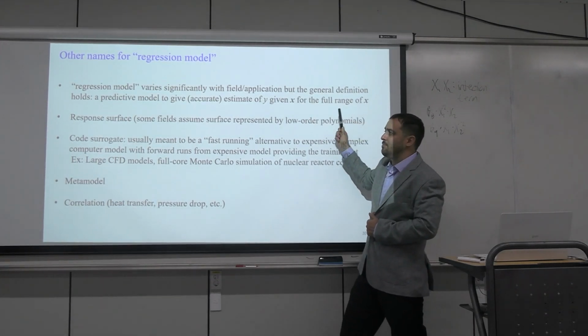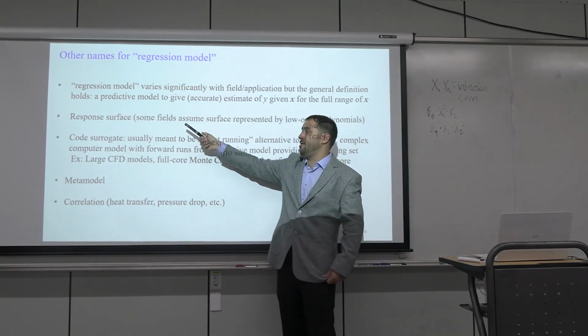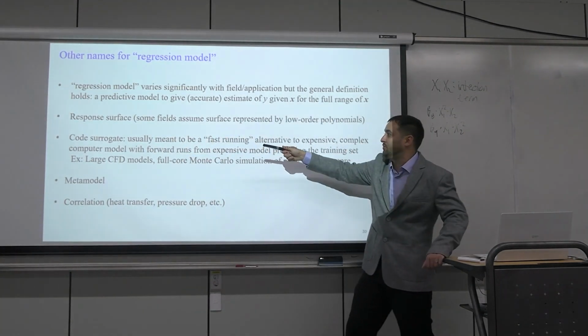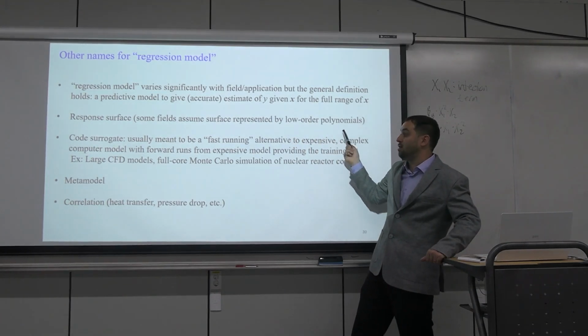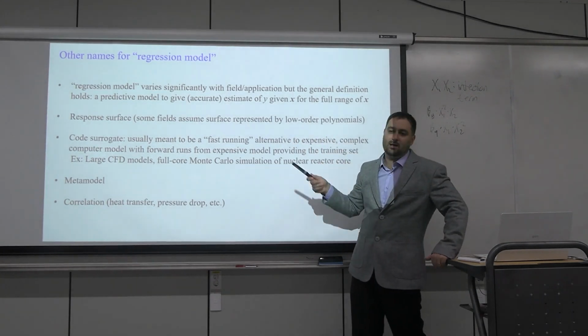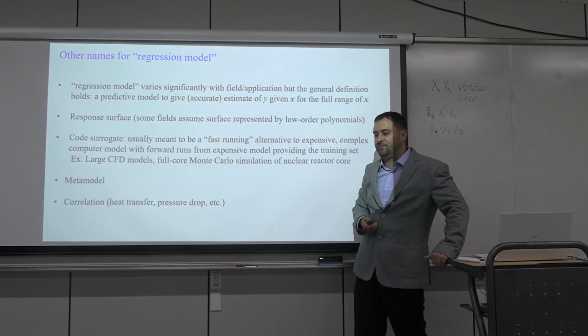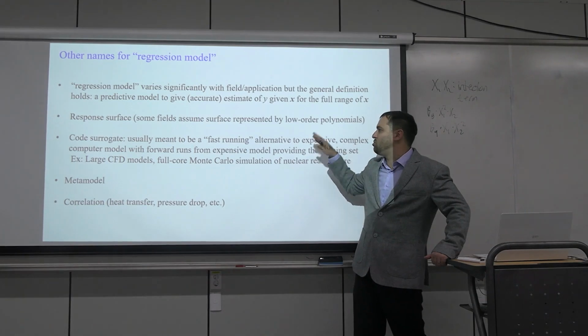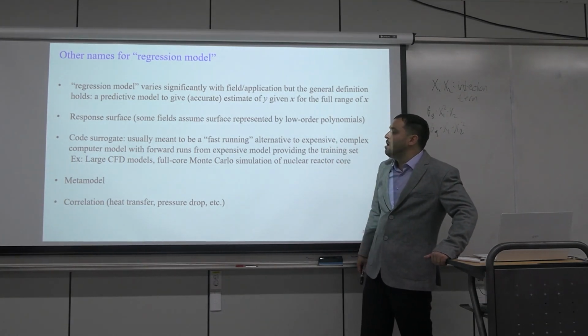And so another common terminology is called a response surface. And then in some fields, these response surfaces are explicitly assumed to be represented by low order polynomials. But you can build a response surface with any regression method, especially from the structural mechanics. Back in the 60s and 70s, they started doing response surfaces. They were usually using low order polynomials, but you don't have to.